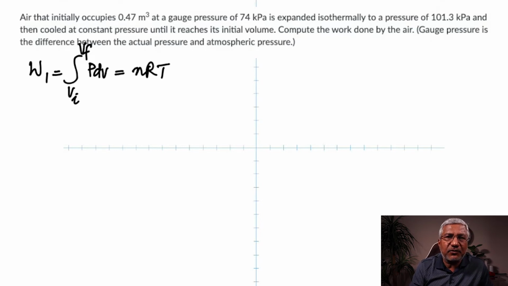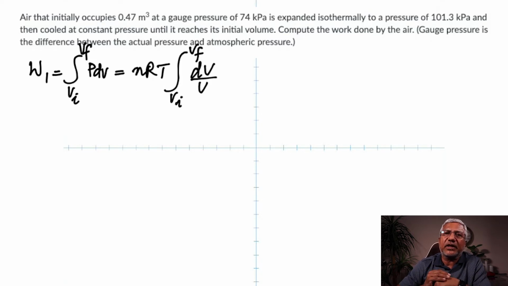From the ideal gas equation, wouldn't pressure be nRT by volume? Yeah, that's what I'm going to do. And then the dV goes inside. That's the variable. Does anybody know what you get when you integrate 1 by x dx? Integral 1 by x dx, come on. Natural log of x. Integral 1 by x dx is natural log of x.